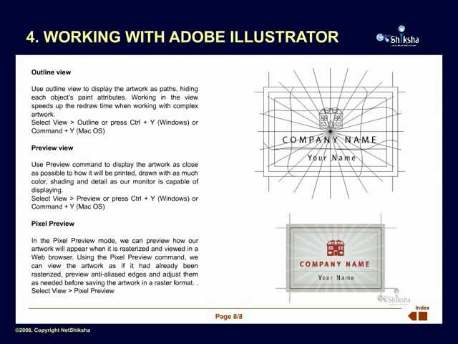Outline view. Use outline view to display the artwork as paths, hiding each object's paint attributes. Working in this view speeds up the redraw time when working with complex artwork. Select View and then select Outline, or press Ctrl plus Y on Windows or Command plus Y on Mac OS.